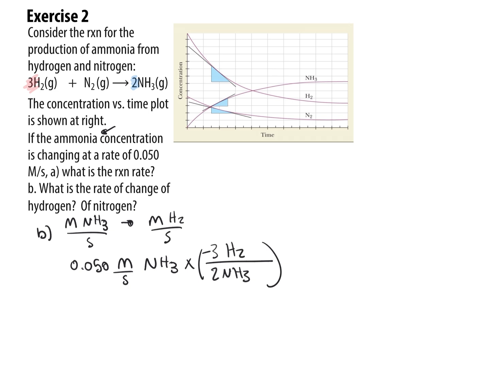-3 H2 are going to be consumed for every 2 NH3 that I produce. So that means my rate of change of H2 is going to be 0.05 times -3/2, which is equal to -0.075 molar per second of H2. Again, H2 is a reactant, so we know its rate of change should be negative.